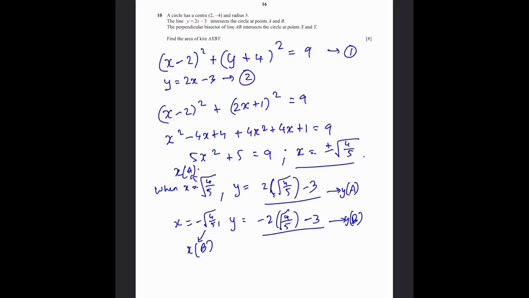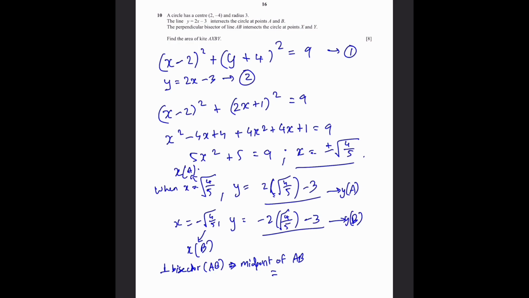Alright, now we actually know what line AB is, since the points A and B are just on this line, y equals 2x minus 3. So that is going to be the line AB. And now the perpendicular bisector of AB we can find by finding the midpoint of AB. And of course, we need to find the gradient. So the midpoint of AB, let's do that first.